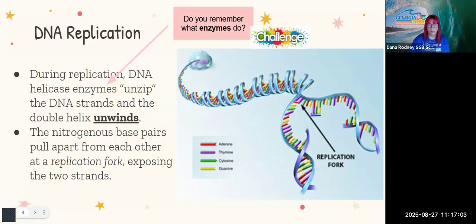Let me turn on my pointer. So right here, the replication fork is just the point where helicase is going through and splitting everything apart. And this exposes the two halves of the DNA strand so that another DNA strand can be made, can be created, and that gives us new strands through replication.